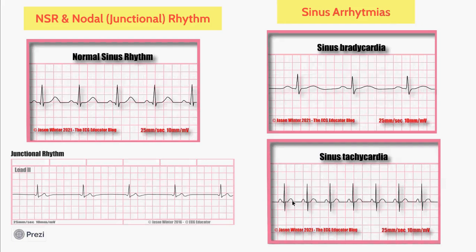P wave, QRS, T, P wave, QRS, T, P wave, QRS, T, that's normal, but the heart rate is 1, 2.5. So the heart rate is more than 100, because if you have 3 boxes, the heart rate will be 100. You have less than 3 boxes, so the heart rate is more than 100. So if the heart rate is more than 100 and there are P waves, this is called sinus tachycardia.